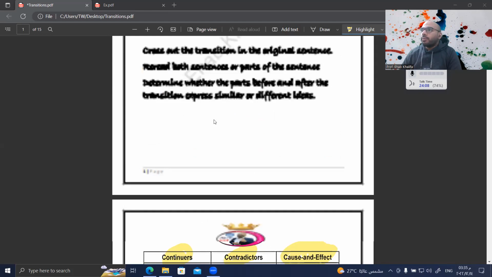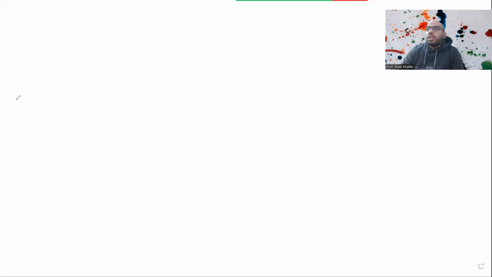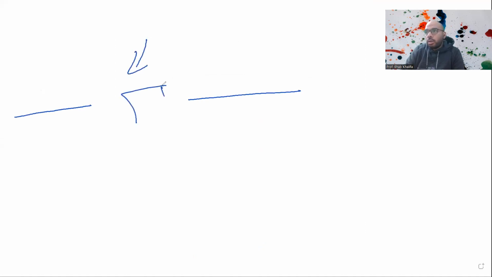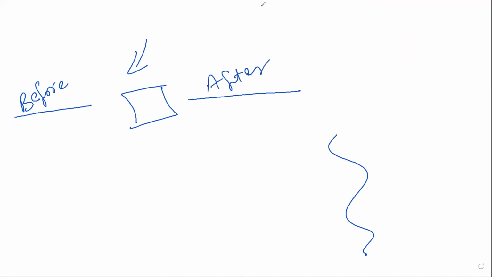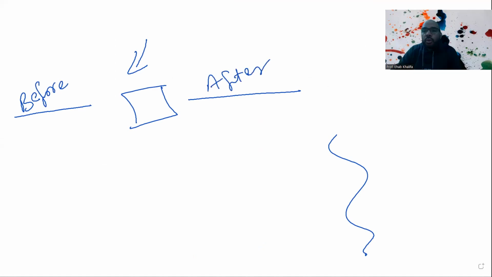Well, guys, first of all, this is a transition question. We need a transition word here. First step, figure out the relationship between what comes before and what comes after. This is the first and the most important step. Figure out the relationship between what comes before and what comes after.